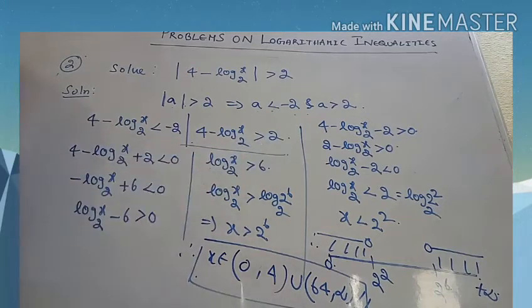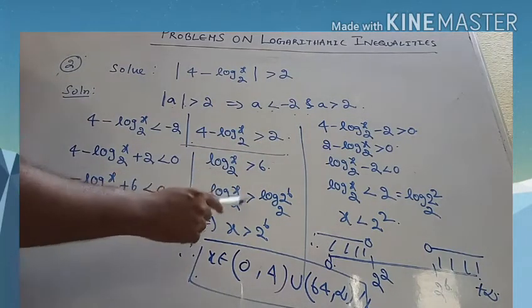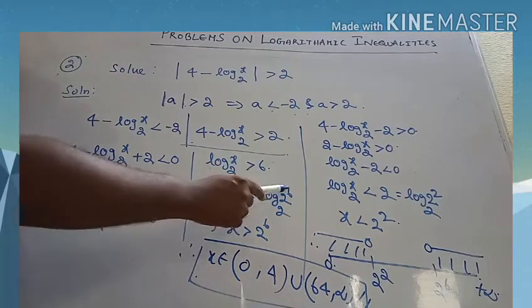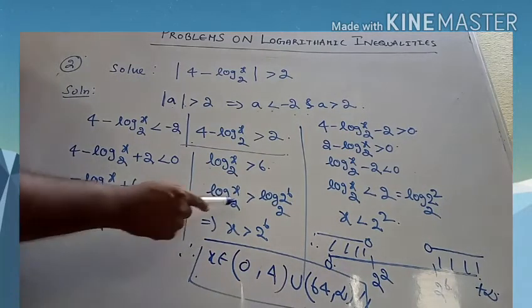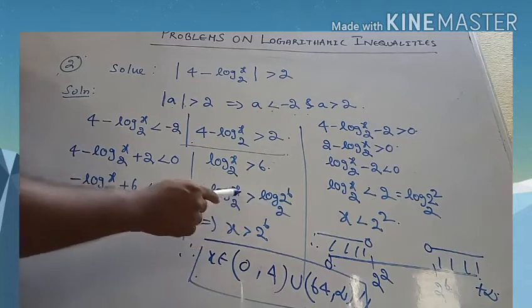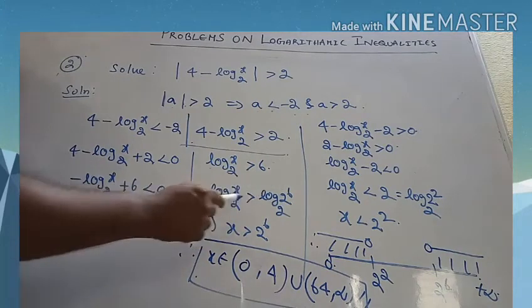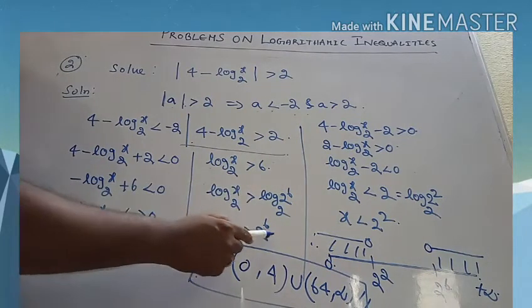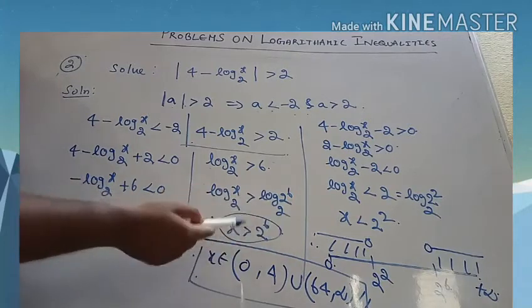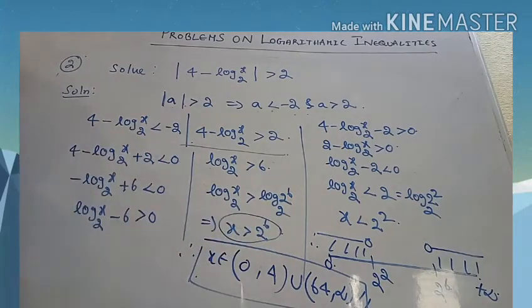Log x to the base 2 is greater than 6, and we can write 6 as log 2 power 6 to the base 2. Now the base 2 is greater than 1, so it will maintain the same inequality, greater than only. That means x is greater than 2 power 6, which is the required solution in this case.